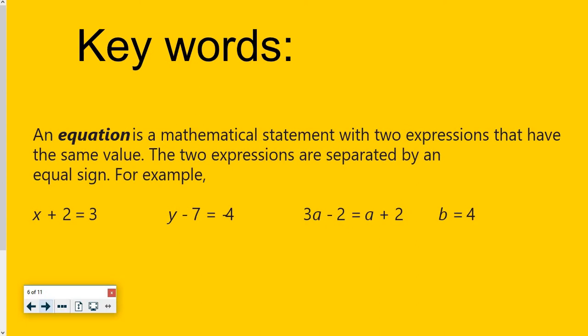So the key words: an equation is a mathematical statement with two expressions that have the same value. The two expressions are separated by an equal sign. So that's an equation. An equation is an equality, whereas a formula is a relationship. An equation has one set answer.